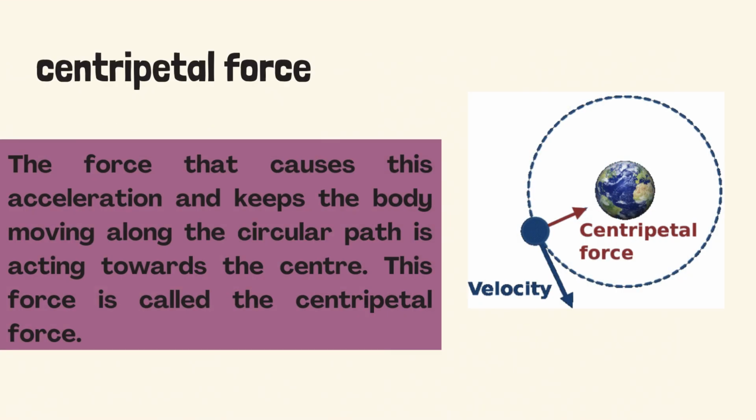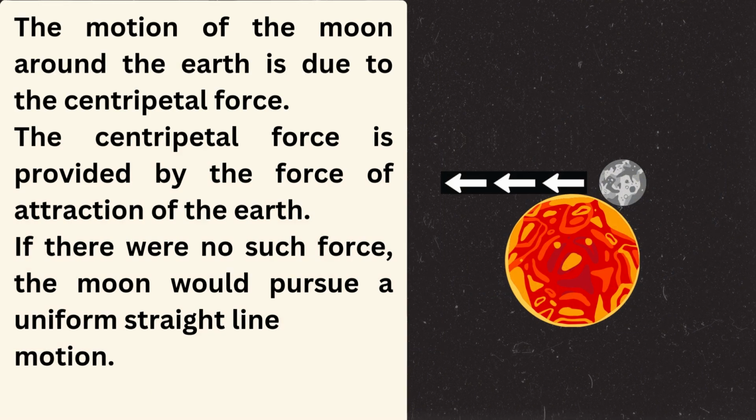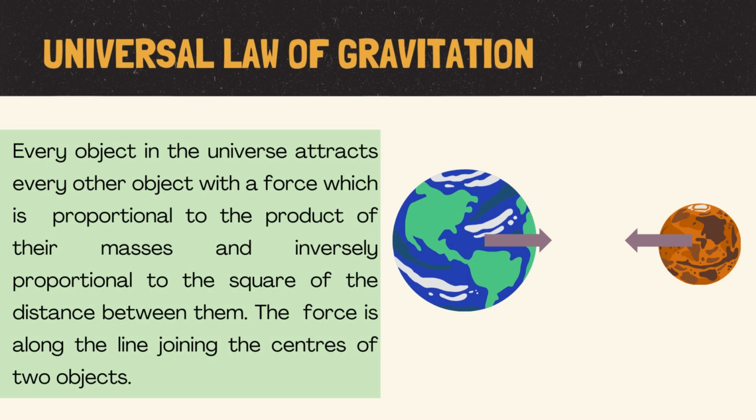Our next topic is centripetal force. A force that keeps an object moving in a circular path with acceleration, and the force is acting towards the center, is called a centripetal force. When we consider Earth and Moon, the Moon is rotating around the Earth. This is because of the centripetal force. This centripetal force is provided by the force of attraction of Earth, that means the gravity. If there is no such gravity or centripetal force, the Moon will pursue a uniform straight line motion.